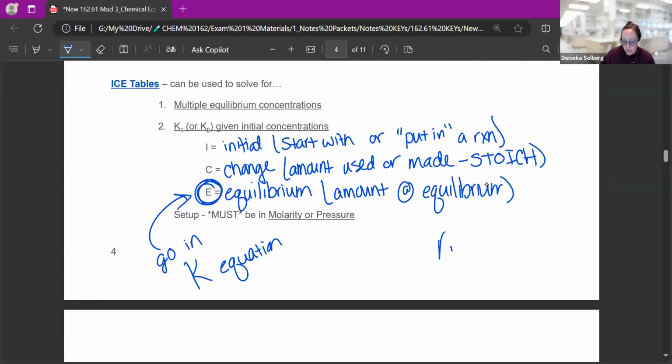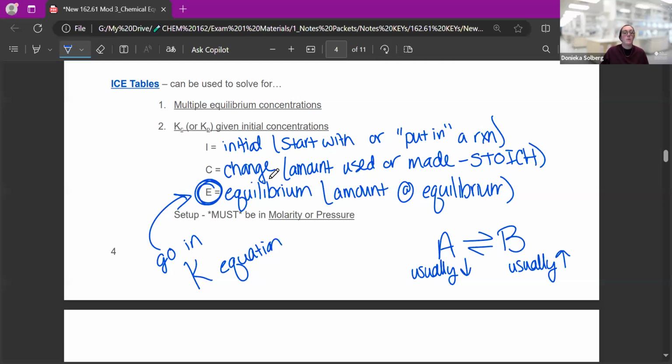Now, again, before we go set up these what are called ICE tables, whenever you're looking at a generic reaction, so let's call it A makes B. Usually when we do a reaction, we start with reactants, we put in a bunch of A, and then it's going to make B to get to equilibrium. Okay, so the amount of A is going to decrease, it's going to get used up while B is being made. So A usually decreases and B usually increases.